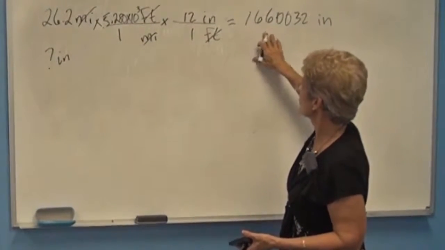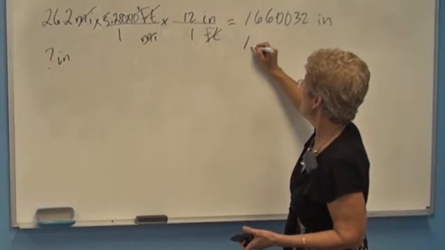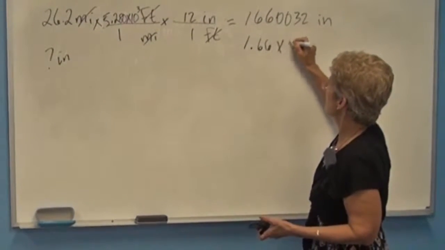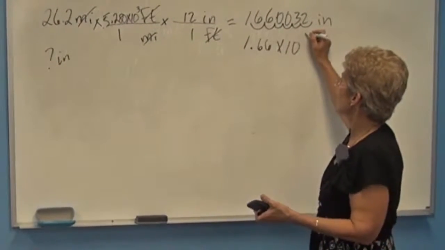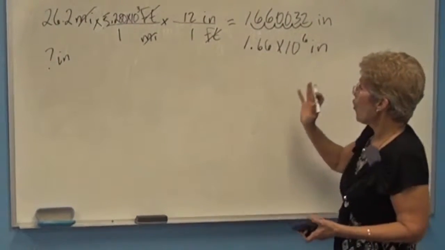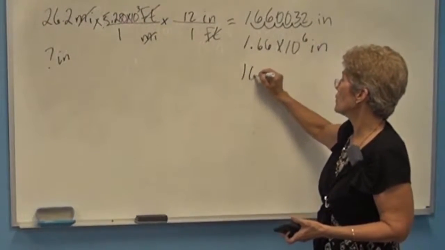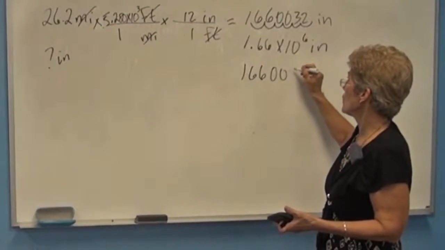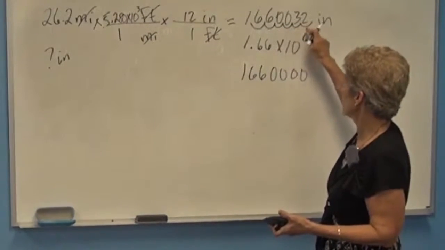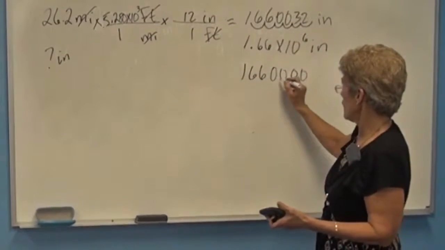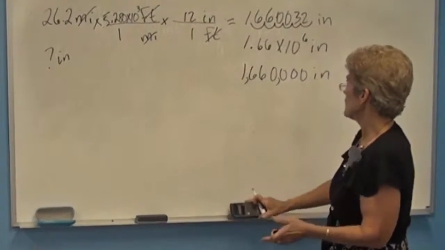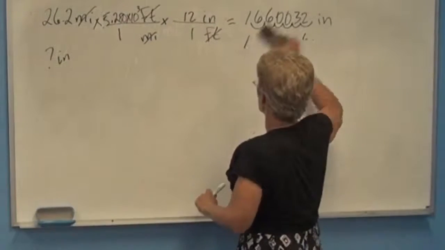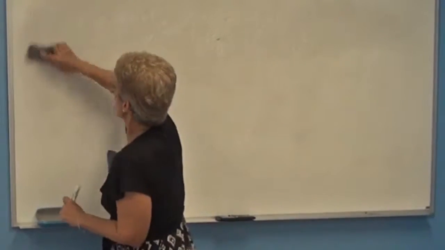So we're going to limit this to 3 significant figures. So I'm going to go 1.66 times 10 to the 1, 2, 3, 4, 5, 6 times 10 to the 6th inches. Or you could have written it 1660000, I got enough zeros, and then put inches, that would still be 3 significant figures, wouldn't it? But you had to have 3 significant figures in your answer for your answer to be correct.